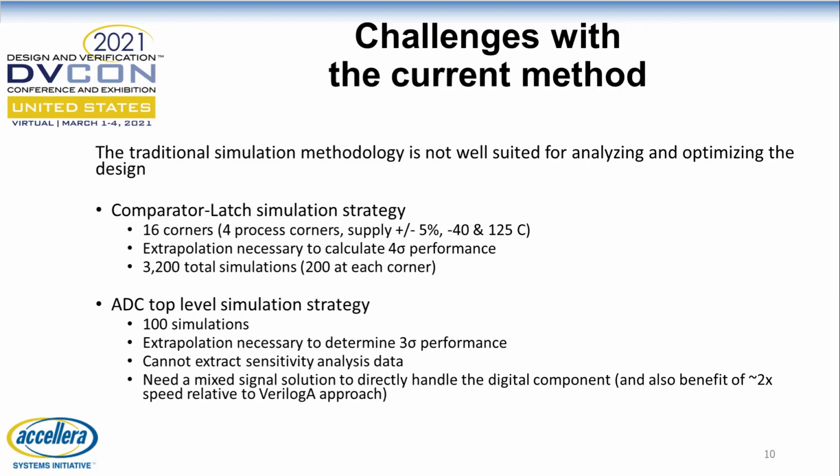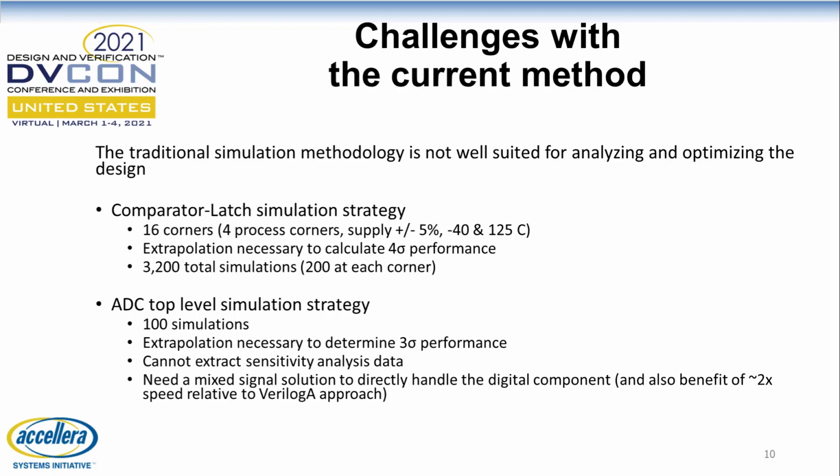Let us now look into the challenges we faced. With our previous approach, we performed the statistical variation analysis of the latch using brute force Monte Carlo. We ran many simulations and then we found the worst case comparator offset, which is then applied to run the logic simulation by randomizing bits at the edge of the thermometer code. With 4 process corners and supply and temperature variations, we had a total of 16 corners.